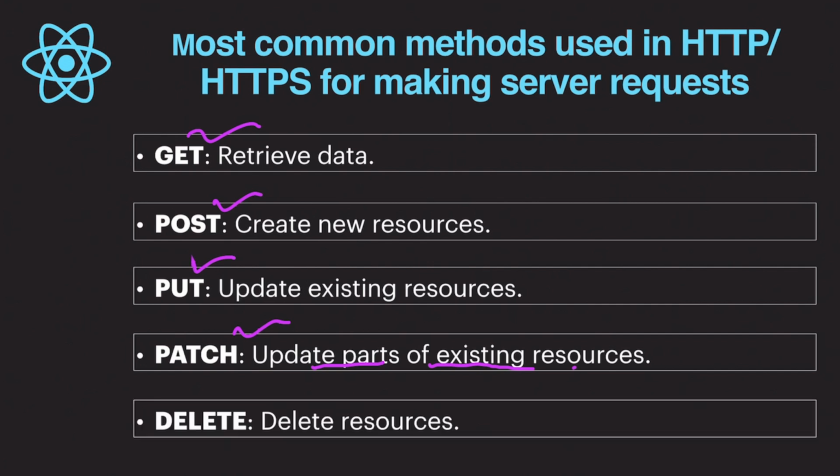And another one is the delete. So delete is actually used to delete resources. So these are the most common methods we use in HTTP requests, and we can use these methods in any way. We can use fetch, we can use Axios. Any way we can use to make the HTTP request. So in the next lecture we will practically implement how we use these methods in our React Native application. So let's meet in the next lecture.